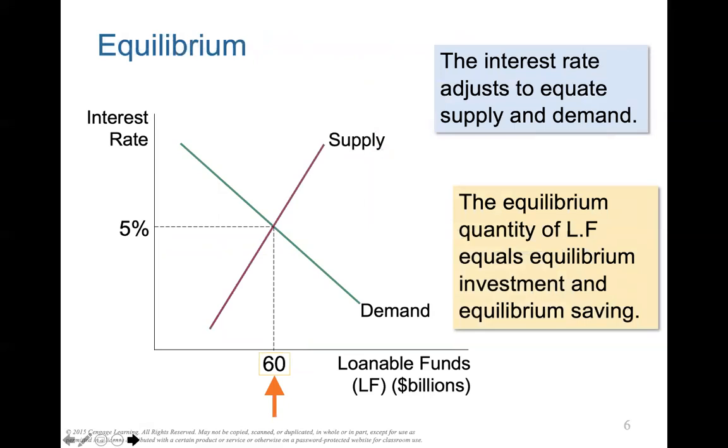The equilibrium, just like all before, becomes where the supply and the demand intersect. And in this particular case, it's at a 5% interest rate and $60 million worth of loanable funds. LF is what they call it. So the interest rate adjusts to equate to where the supply and demand are at equilibrium. The equilibrium is going to always be the same. In other words, the equilibrium quantity for the loanable funds is always going to be equal to the equilibrium investment and the equilibrium savings. Sorry, that sounded kind of funny.